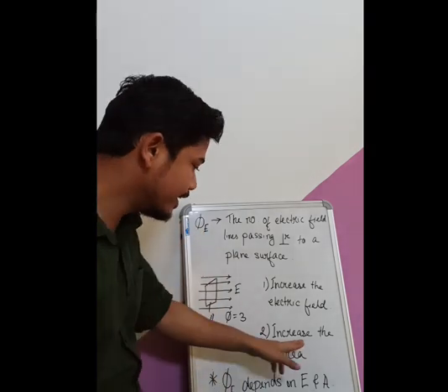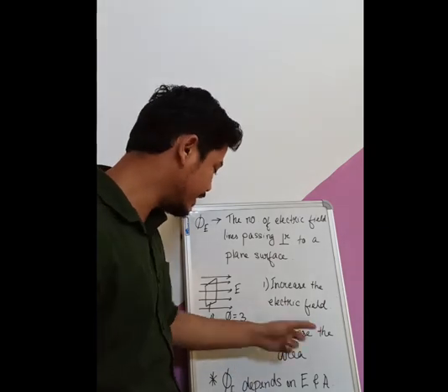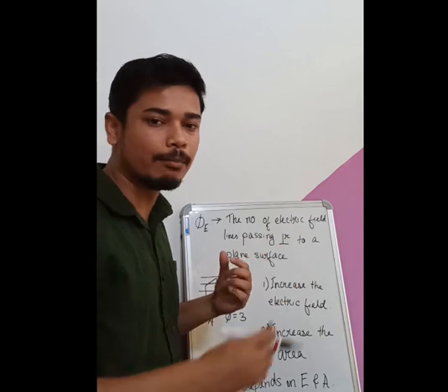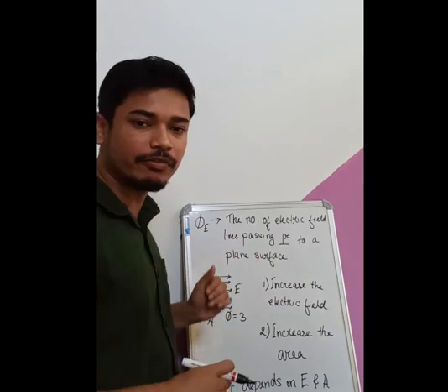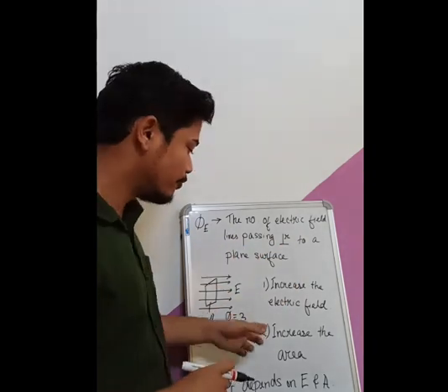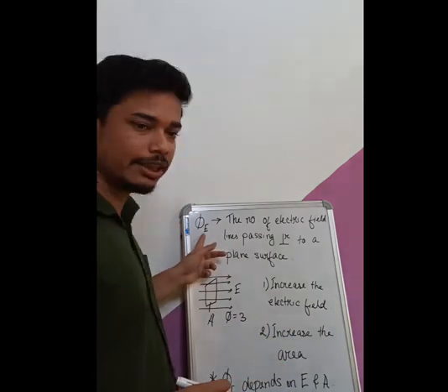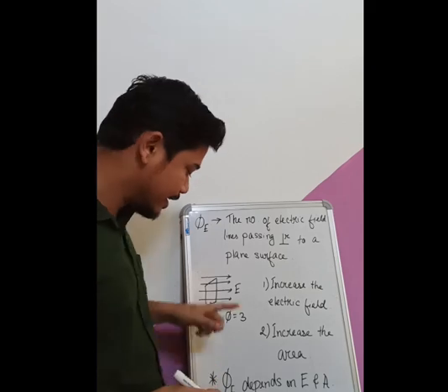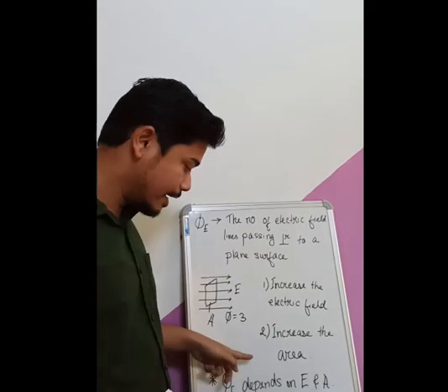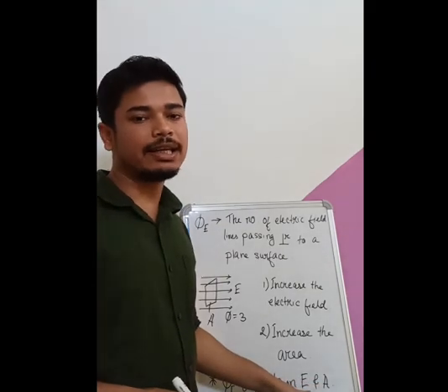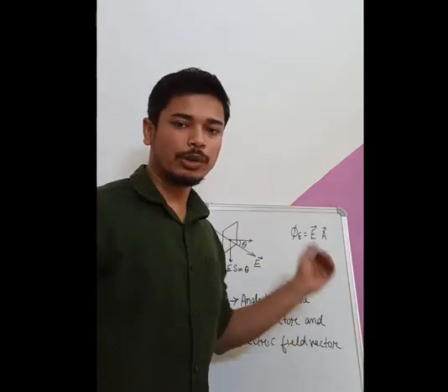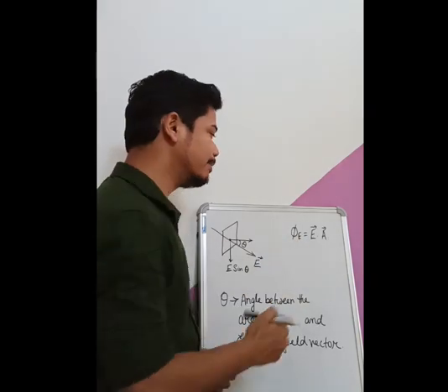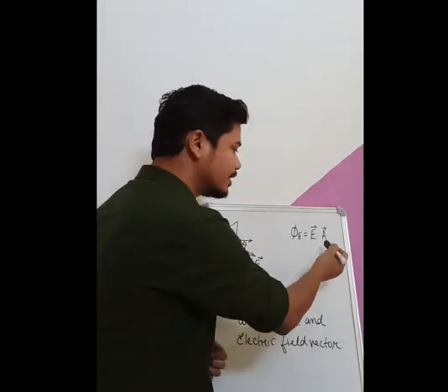Similarly, if we increase the area of this surface, then this area can accommodate more lines of force or more electric field lines. That means if we increase the area, the electric flux will also increase. So what we can see here is that the electric flux phi E depends on the electric field as well as the area.